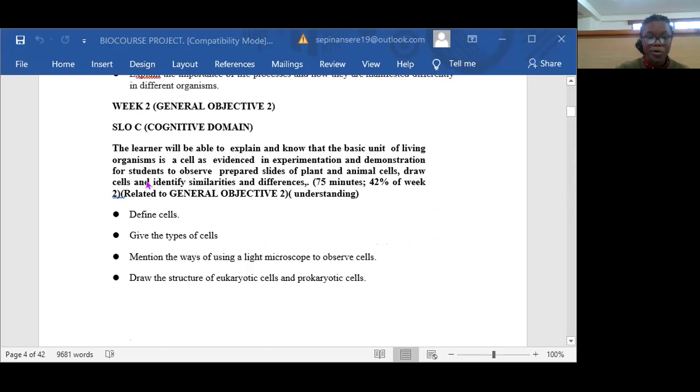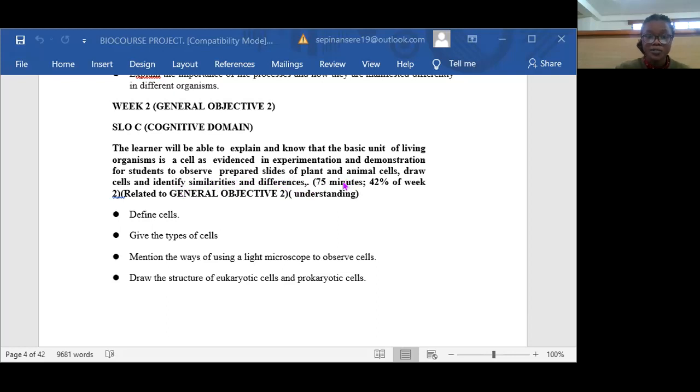And the other SLO, that is, the learner will be able to explain and know that the basic unit of organisms is a cell, as evidenced by students observing prepared slides of the plant and cells, drawing the cells and identifying similarities and differences.